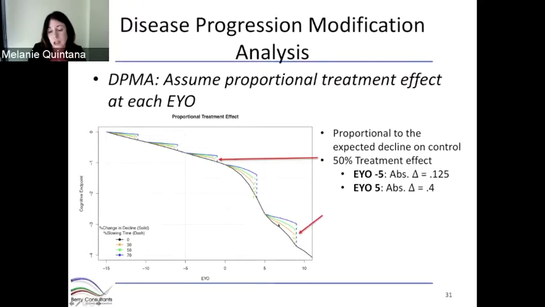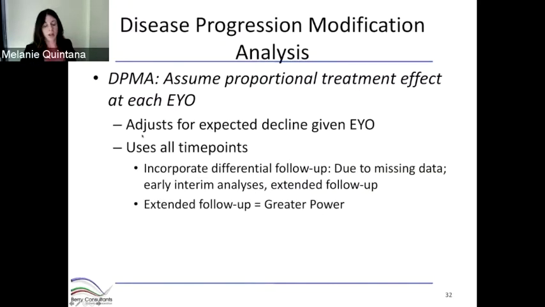However, if you were enrolled here, we expect there to be a large magnitude difference between the black and the green. And this patient would be weighted more and almost count more to the analysis than this one over here. And as I mentioned, using this analysis, we're able to incorporate different lengths of follow-up due to missing data or early interim analysis.